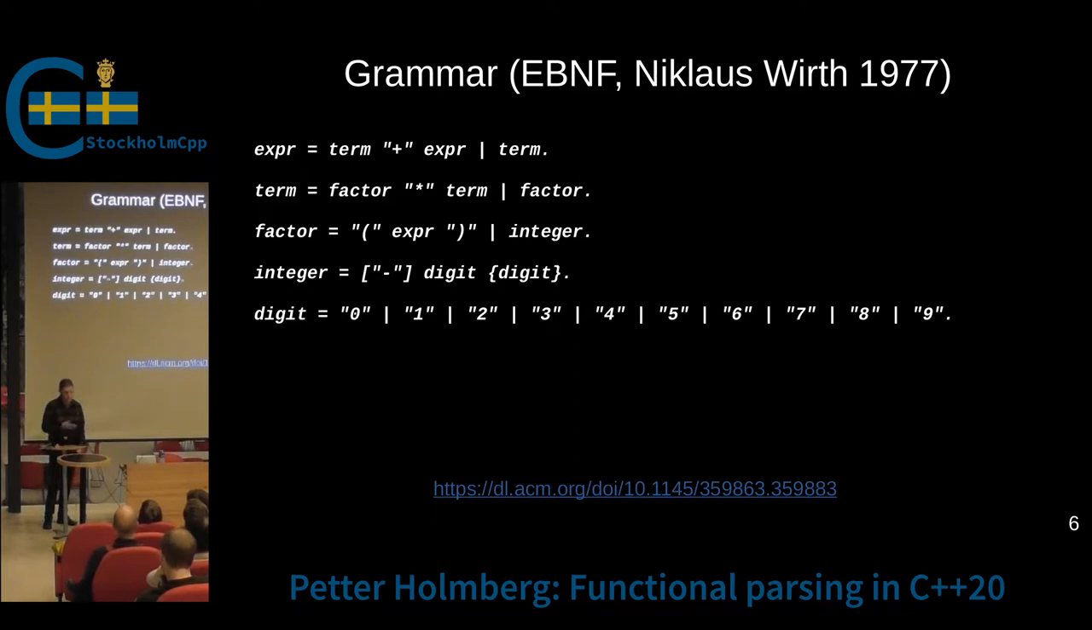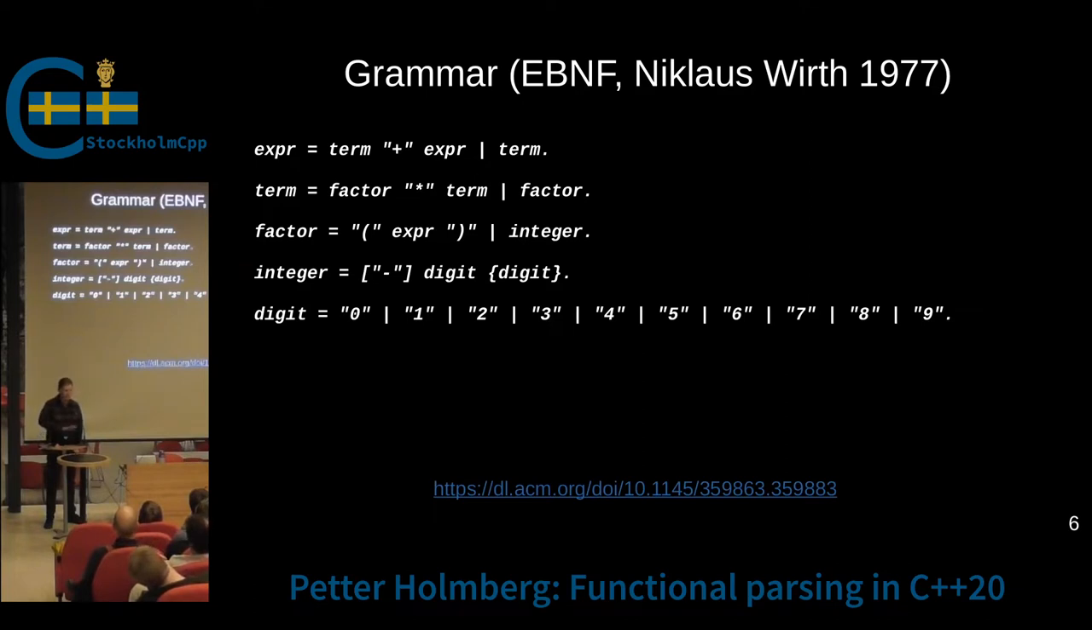And then we have a factor, which is either a parenthesized expression, which goes back to the top and allows you to override the evaluation order, or it's an integer. An integer could be a negative number, so optionally there's a minus sign. Square brackets mean zero or one of what's inside, followed by a digit, followed by more digits. The curly braces are a loop. And then the digits could be any of the ten digit symbols. So this is a nice little grammar that describes this language.